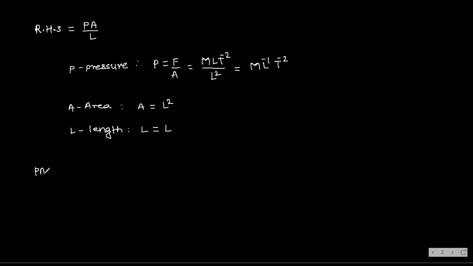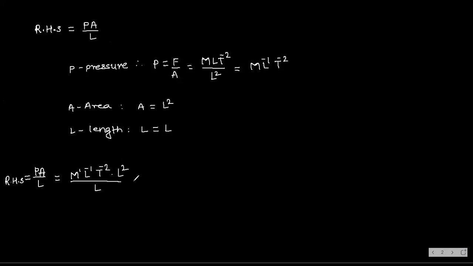So therefore PA by L, this is your RHS, which is equal to pressure is what? 1 in mass minus 1 in length minus 2 in time. This is pressure. A is area, that is L square, and divided by this L. I am substituting here L. Any doubt? What we did? We have taken LHS, found out dimension. Next, we have taken right hand side. In that, whatever the quantities are there, we have substituted, and then again we have found out dimensions of it.